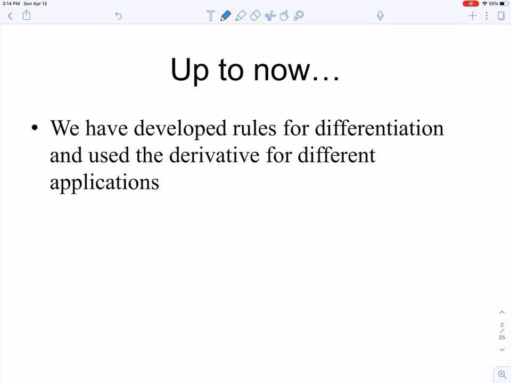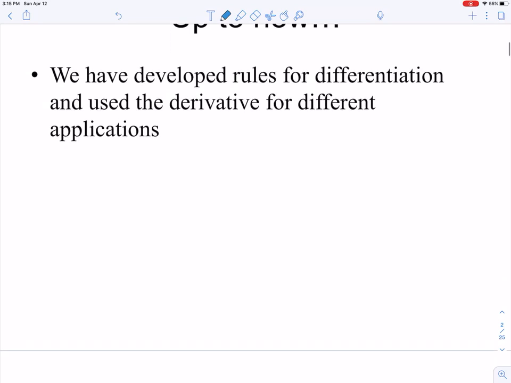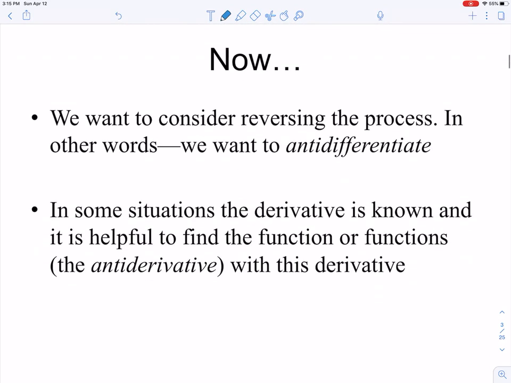So up to now in our class, we've developed rules for differentiation and used the derivative for different applications, right? We've used the power rule, product rule, quotient rule, chain rule in order to find the derivative of a given function. And we've studied the graphs of the derivatives and then some applications. So we've looked at related rates type problems and applied optimization problems.